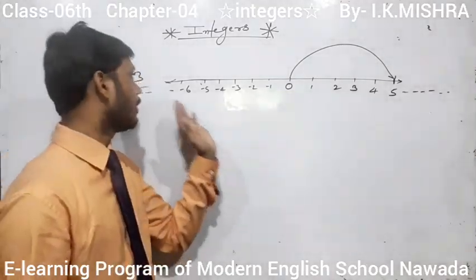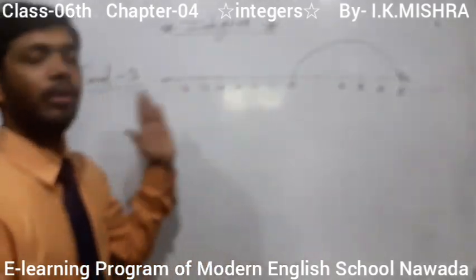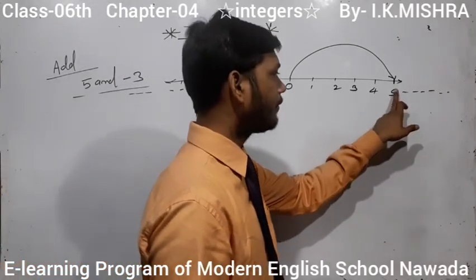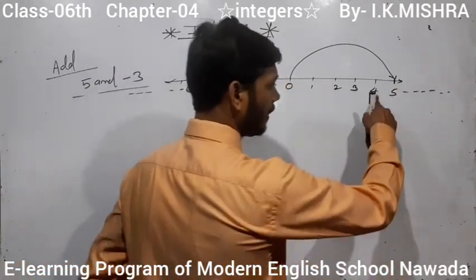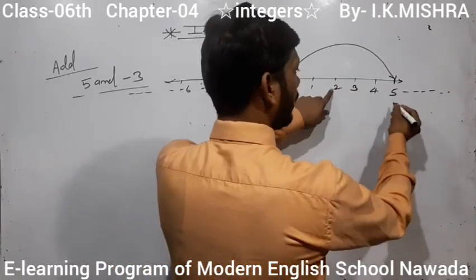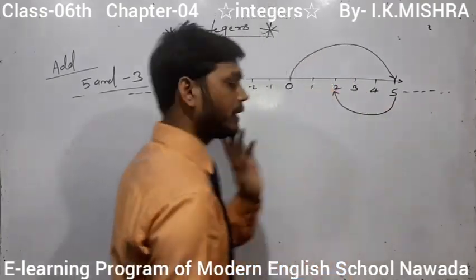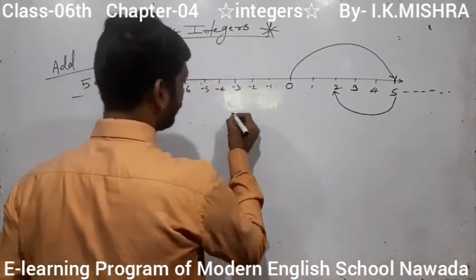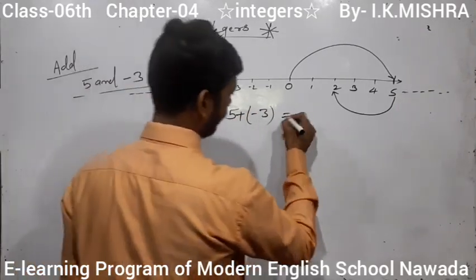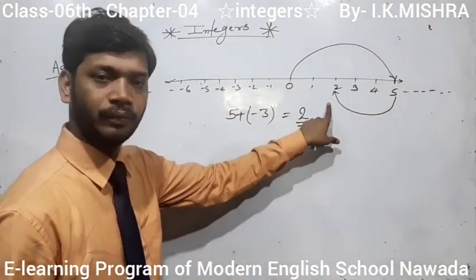-3: when you have to add a negative integer, you have to go right to left. So students, count 3 steps after 5. 1, 2, 3. Here 3 steps. So it will move to here. So when you add 5 plus -3, it is equal to 2. Here the final answer is 2.